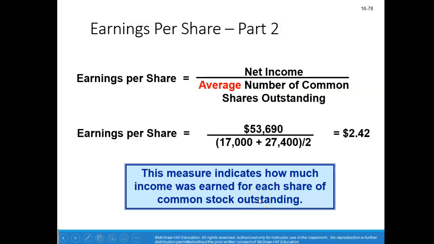So how do you interpret that? Well, for each share of stock you own in this company, your share of the profit is $2.42. Now that's just on paper. But for each share of stock you own in this company, your share of the profit totals $2.42.